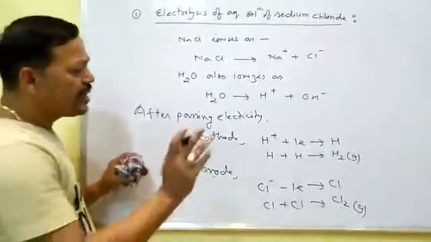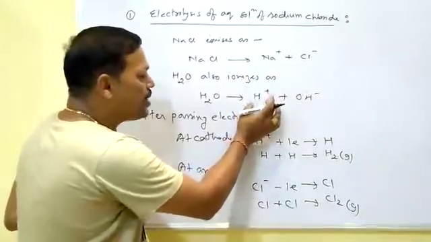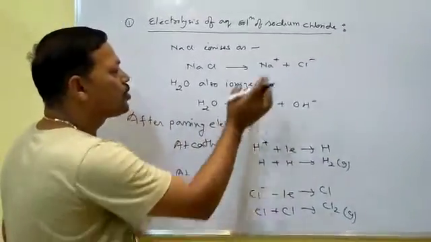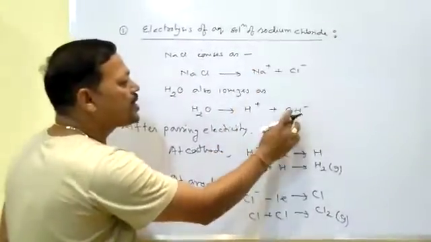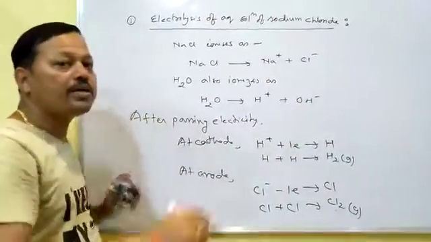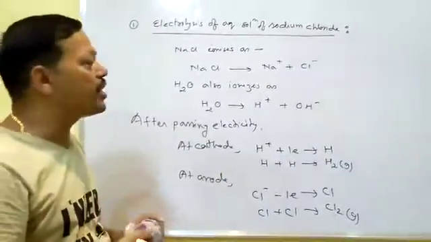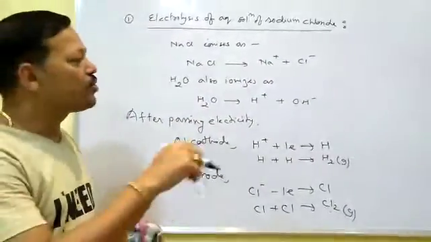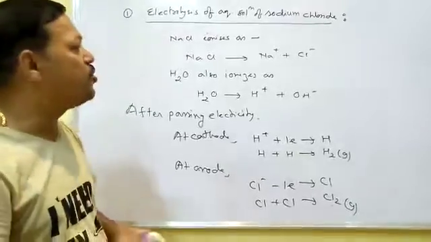Now since hydrogen ion moves towards the cathode and Cl- moves towards the anode, the solution now contains Na+ and OH- ions. I mean the solution now becomes sodium hydroxide solution. As you know, sodium hydroxide is a base. Ultimately the solution will become a basic solution.